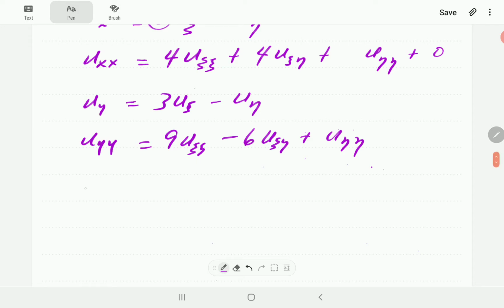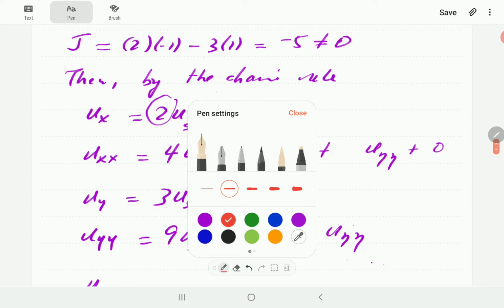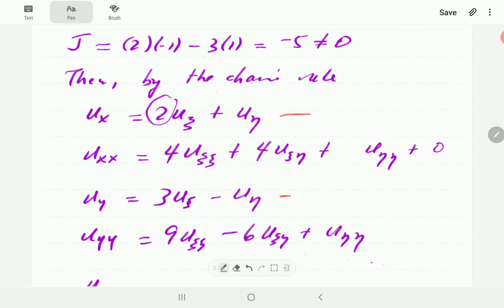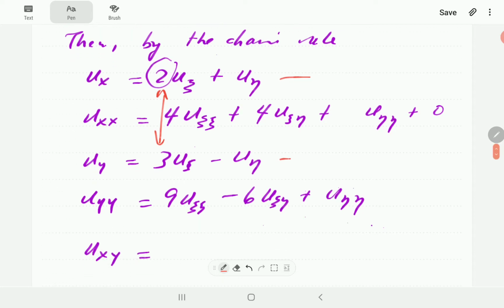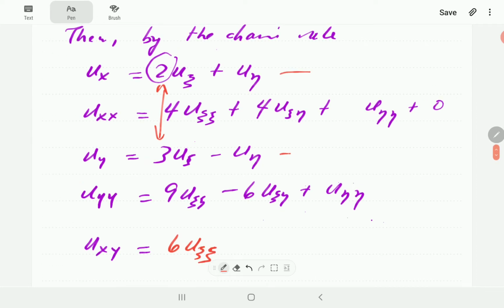Okay, then we do the mixed derivative u_xy. So the coefficients for that one we just get from these two first order derivatives again. Now notice that if we multiply these two coefficients, we get 6. So that's going to be the coefficient of the u_xixi term. And then for the mixed derivative, we simply do the sum of the cross multiplied coefficients.